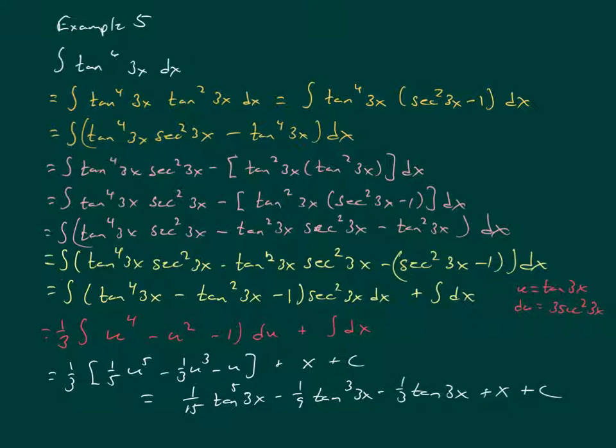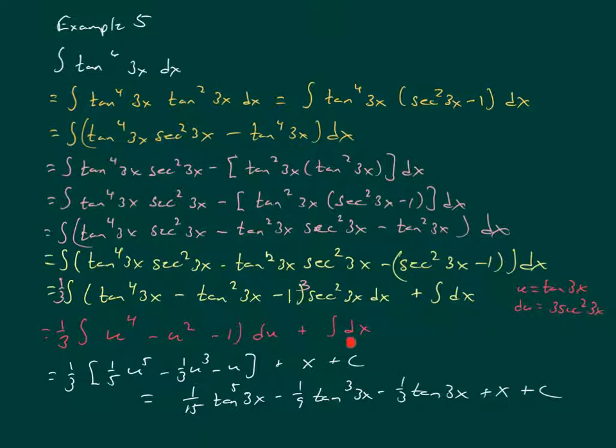At this point, we're making our substitution. u is going to be tangent of 3x. du is 3 secant squared 3x. And so what I have to do there is put the 3 here and the 1/3 there. And I now have 1/3 times the integral of u to the fourth minus u squared minus 1 du plus the integral of dx.